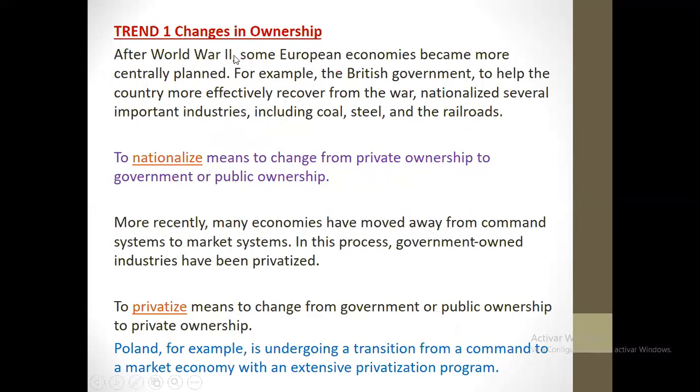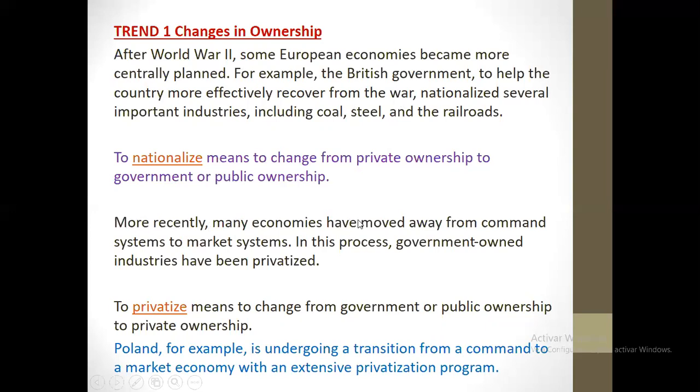Now, after World War II, some European economies became more centrally planned. For example, the British government, to help the country more effectively recover from the war, nationalized several important businesses, including coal, steel, and railroad. O sea que el gobierno nacionalizó, o sea que se apropió de estas empresas. ¿Para qué? Para ofrecérsela a la población y así poder crecer rápidamente y restablecer su economía. ¿Ok? Entonces, ¿qué significa nacionalizar? Nationalize means to change from private ownership, de los dueños privados, ¿a dónde? Al gobierno. El gobierno se apropia de eso.